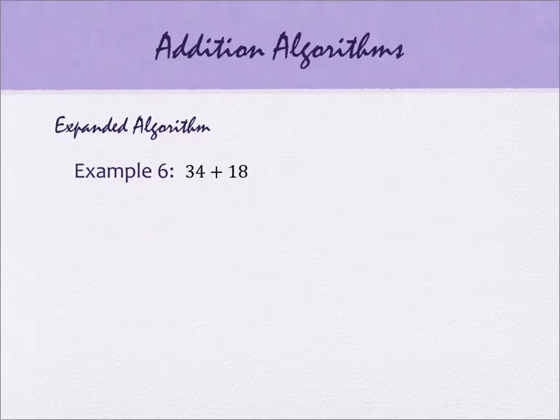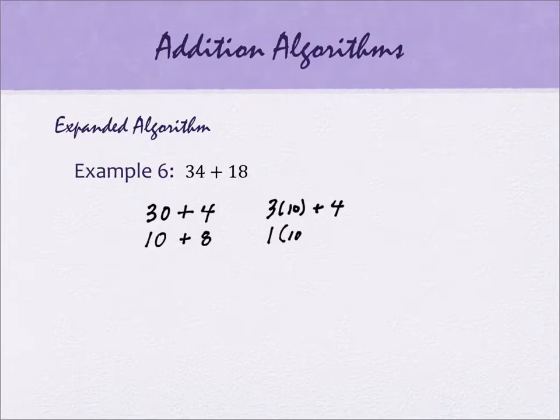Kind of an in-between step between the concrete model and the standard algorithm is the expanded algorithm. And we've done expanded algorithm stuff. It's still on my board right here, by writing things with their place value next to them. And this is a version like that. So instead of thinking about the number 34 as 34, you think about it as 30 and 4. Or if you really wanted to, you could write out 3 times 10 plus 4. That's another version you see of it. Okay, both of these are expanded algorithms. And then the number 18, you don't think of it as 18, you think of it as 1 ten and 8 ones. Or you can write it as 1 ten like this and 8 ones like that.